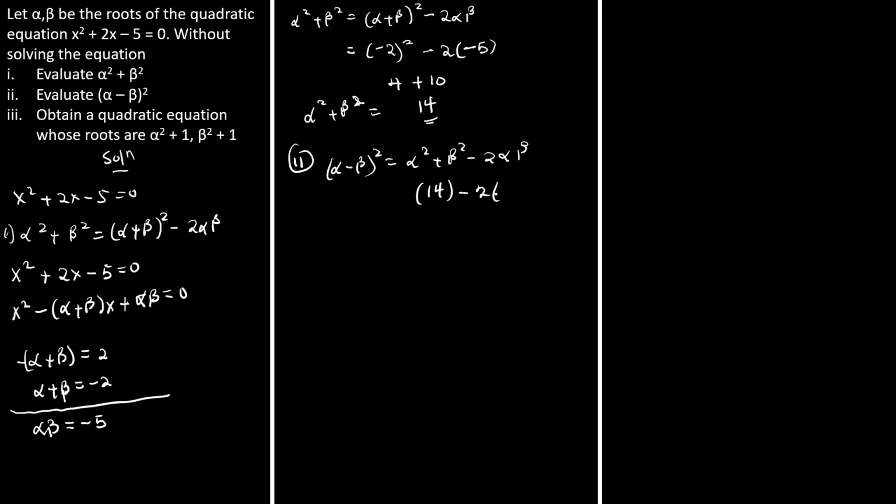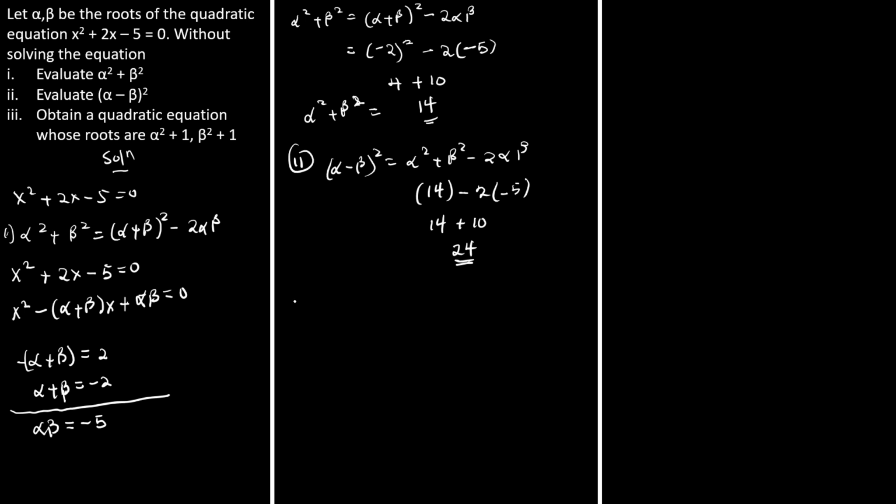Then alpha beta is negative 10. Negative 5, I mean. So negative 5. So 14, negative 2 times negative 5 will give you 10 plus 10. That will give you 24. So the hard work is understanding how to get it. When you are done, the solution is simple.